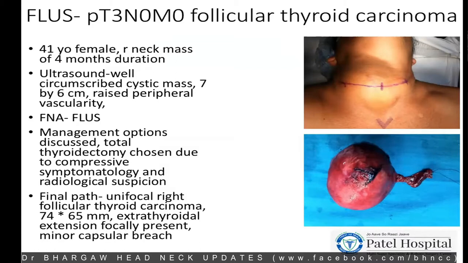So this discussion would not really be as much about surgical options as about the options in terms of extent of surgery. Yesterday, we talked about the fact that Bethesda 3, 4, and 5 nodules, more than 4 centimeter, would typically be offered a total thyroidectomy. Again, it depends on your institutional preference. This was a 7 by 6 centimeter nodule with an FNA indicating Bethesda 3. So we chose total thyroidectomy because of compressive symptomatology and radiological suspicion.